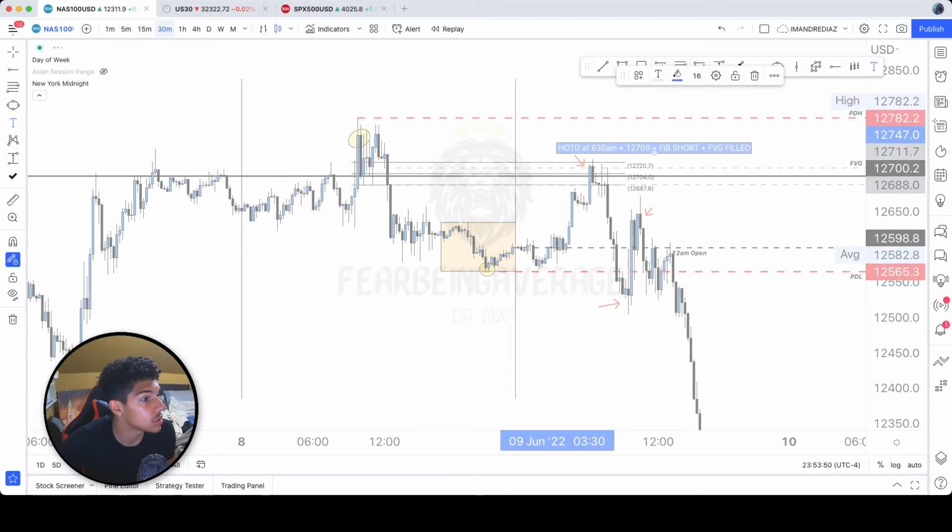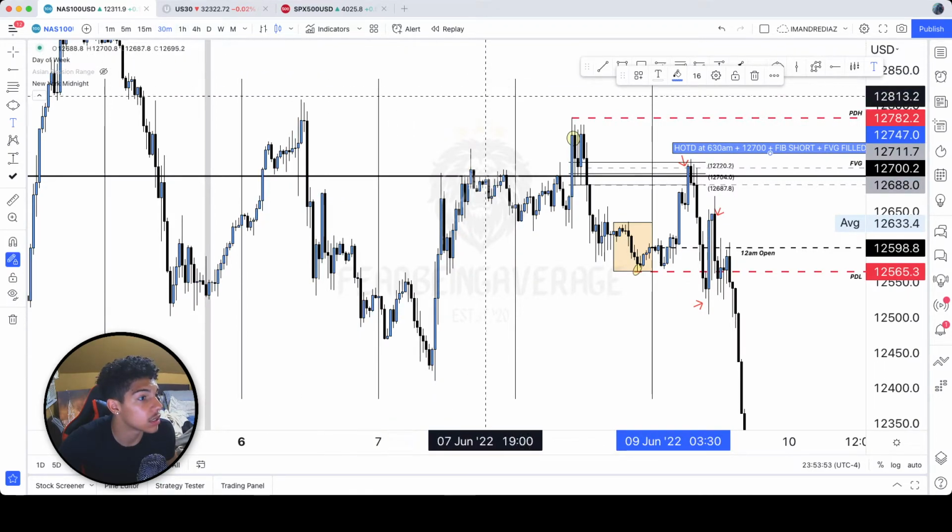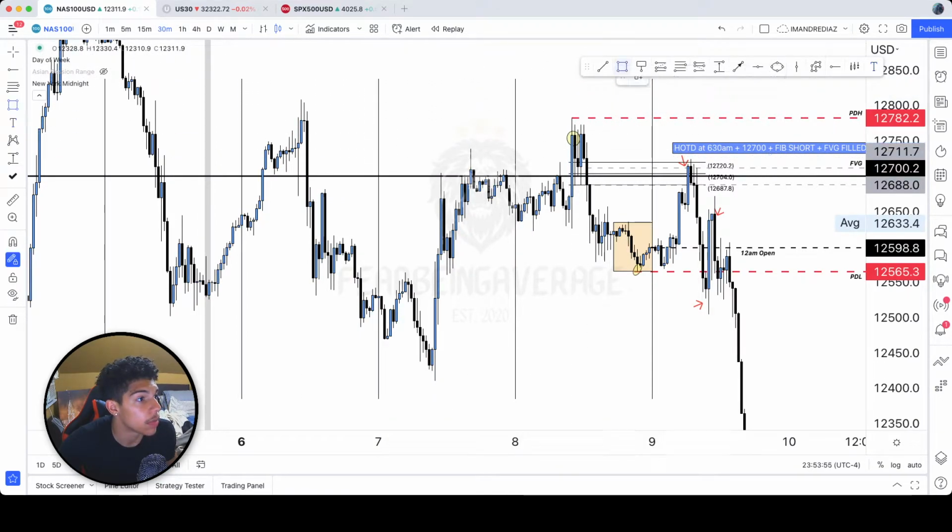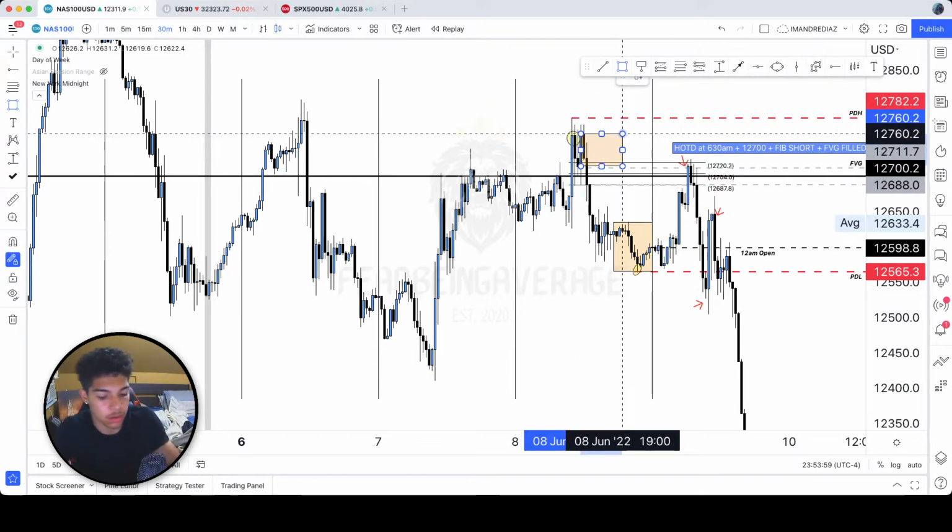But if you also go to, say, a higher time frame, this last up candle before the down move is going to be a 30-minute. I'm trying to find the best angle for this mic right now.